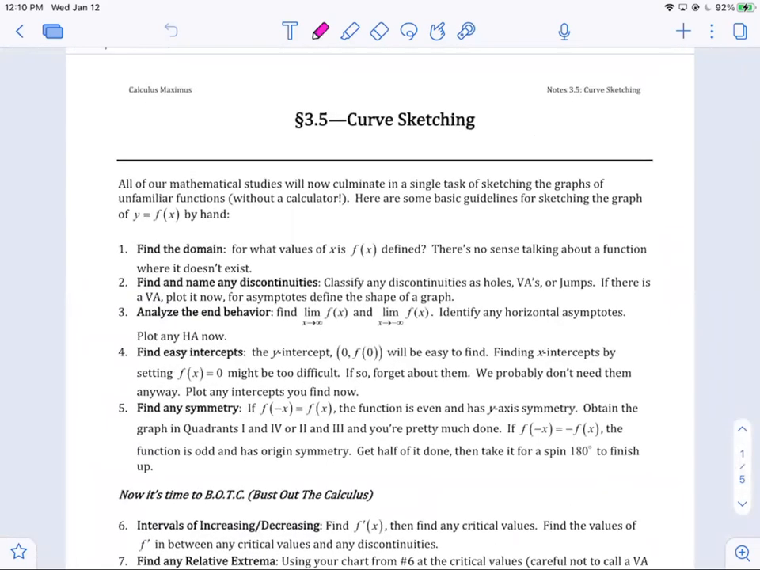3.5 is all about bringing sections 3.1, 2, 3, and 4 together, essentially. Because what we've been learning is how to use the derivatives and the function values in isolation to reveal information about a function or a graph or a set of data points. And in 3.5, we're putting it all together to try and come up with a graph, or we're using the graph to answer questions about the function.